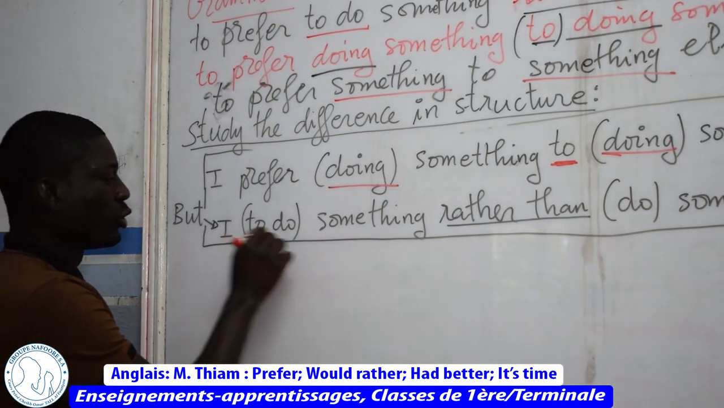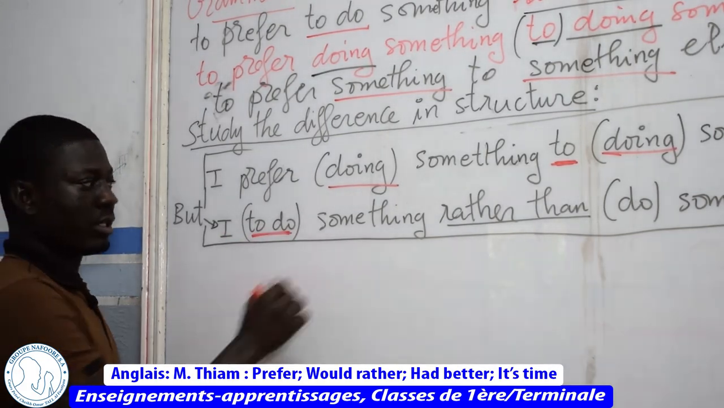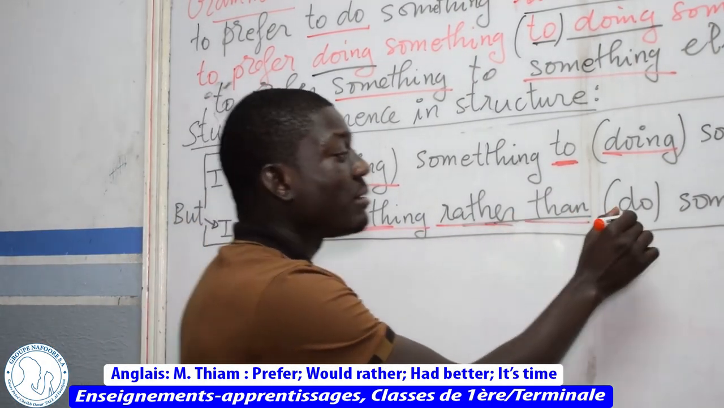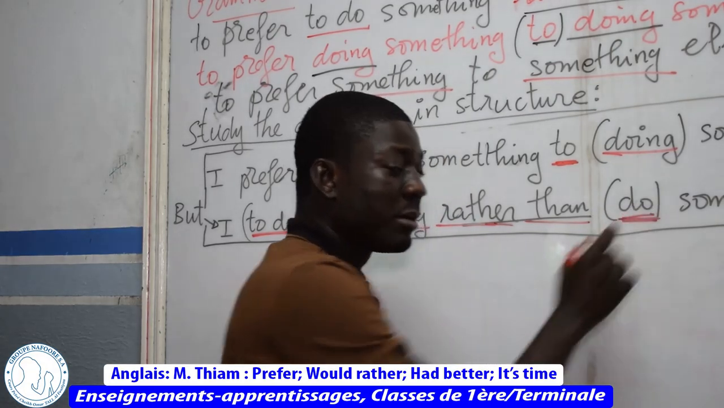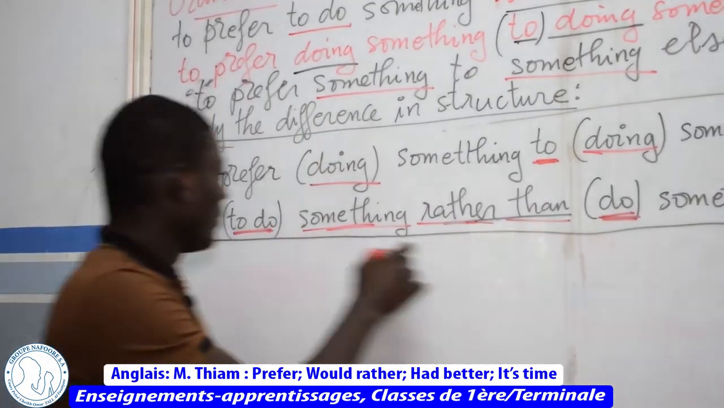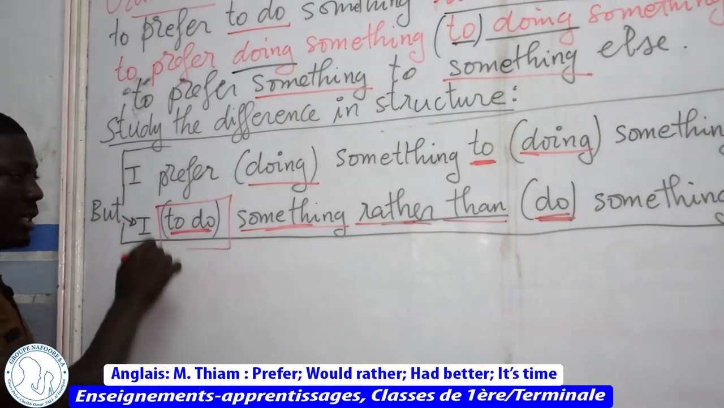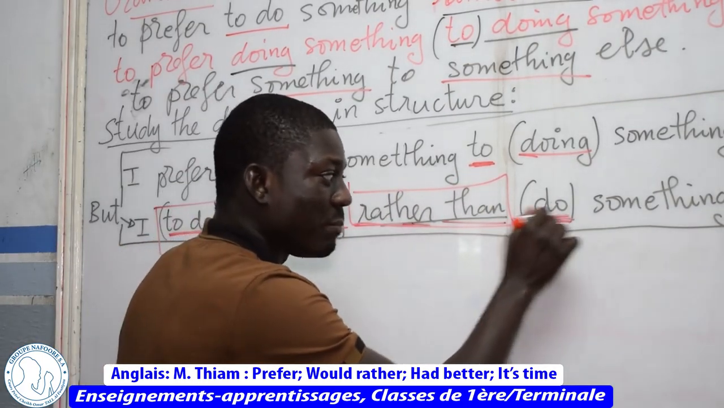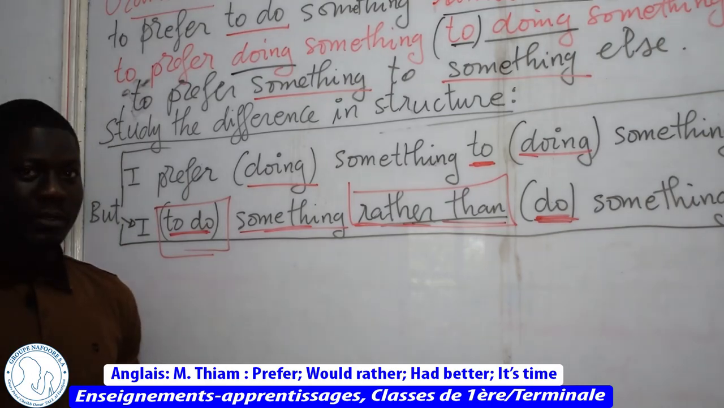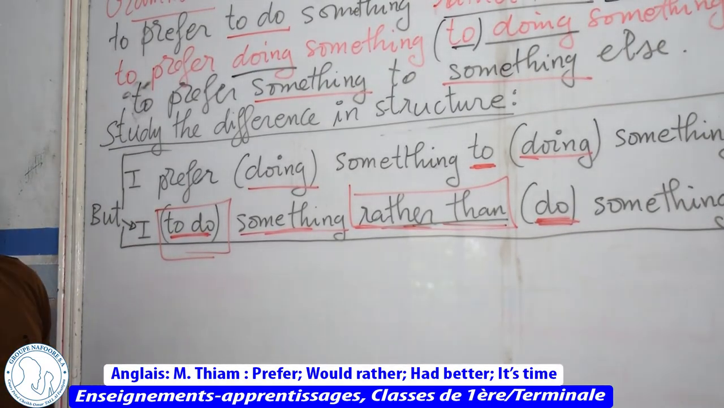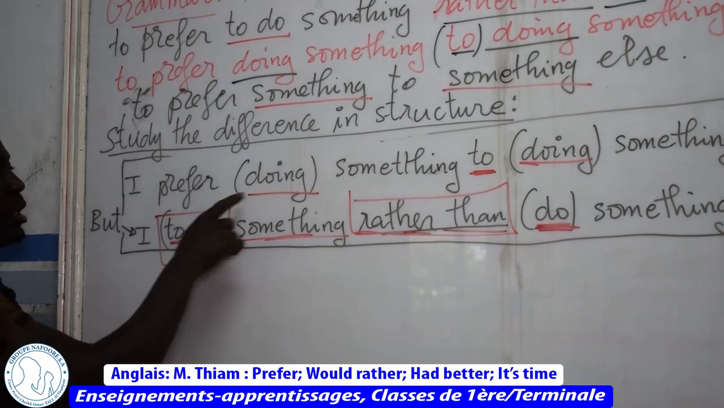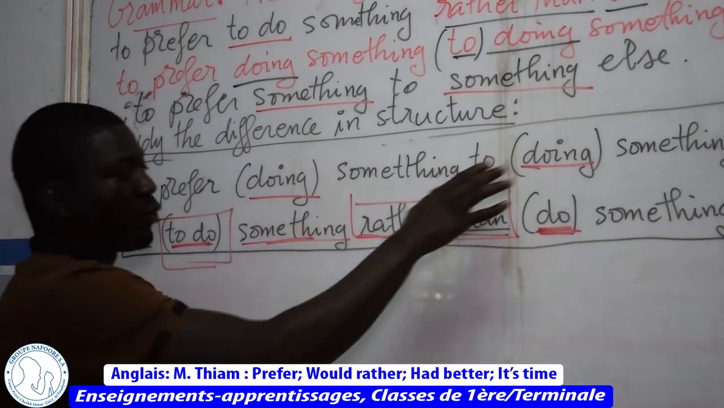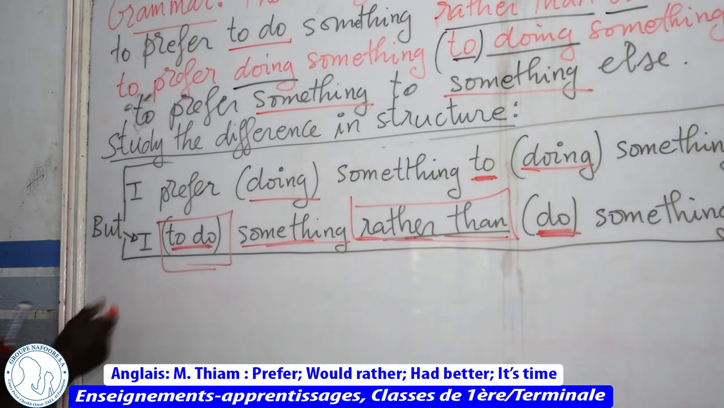Now, if you prefer to use the infinitive form to do, all right? Now, the noun is here, but you will be having rather than and then the base form. Okay? Be careful. You won't be having the infinitive form like here. No. Because after rather than, you will necessarily have the base form of the verb. Okay? Don't worry, we're going to have examples. All right? And note that the use with nouns is the same as the use with ing forms. Let's have examples quickly.